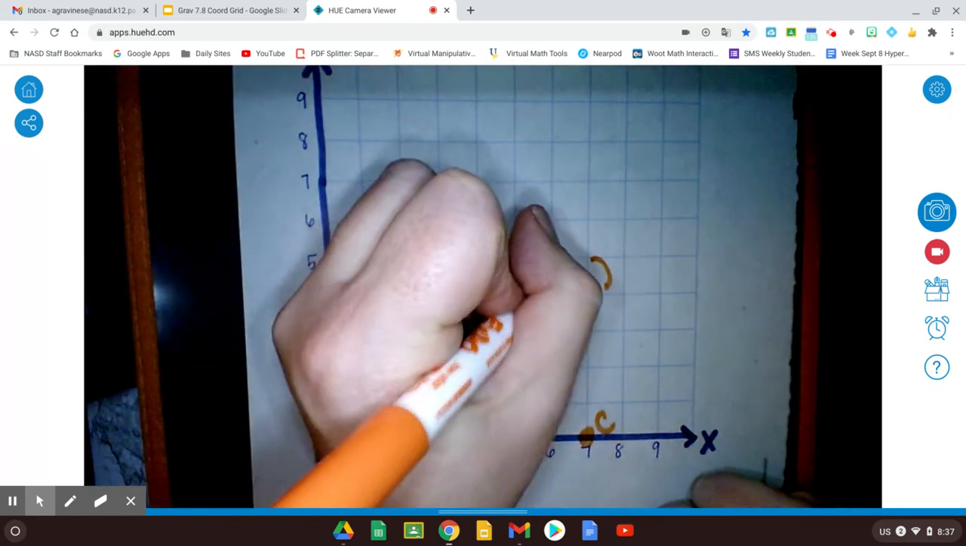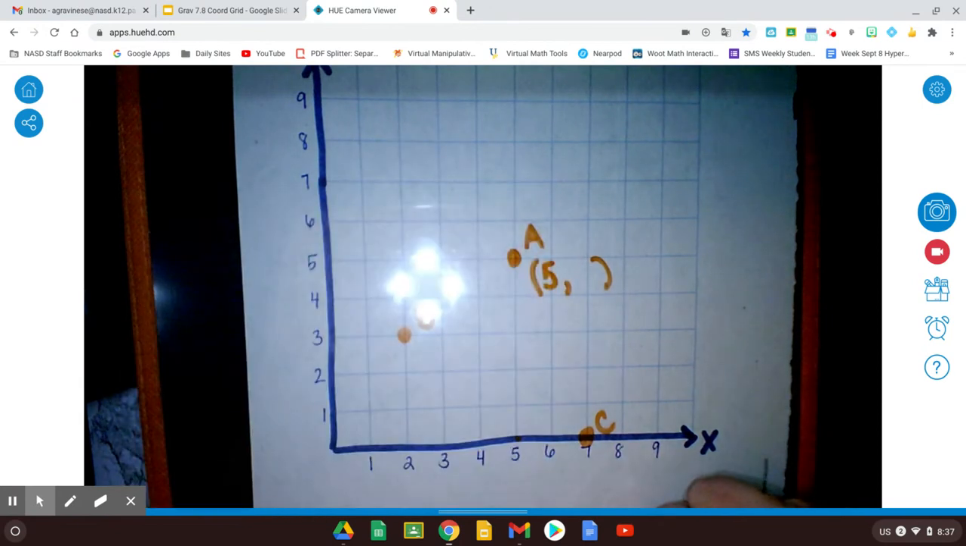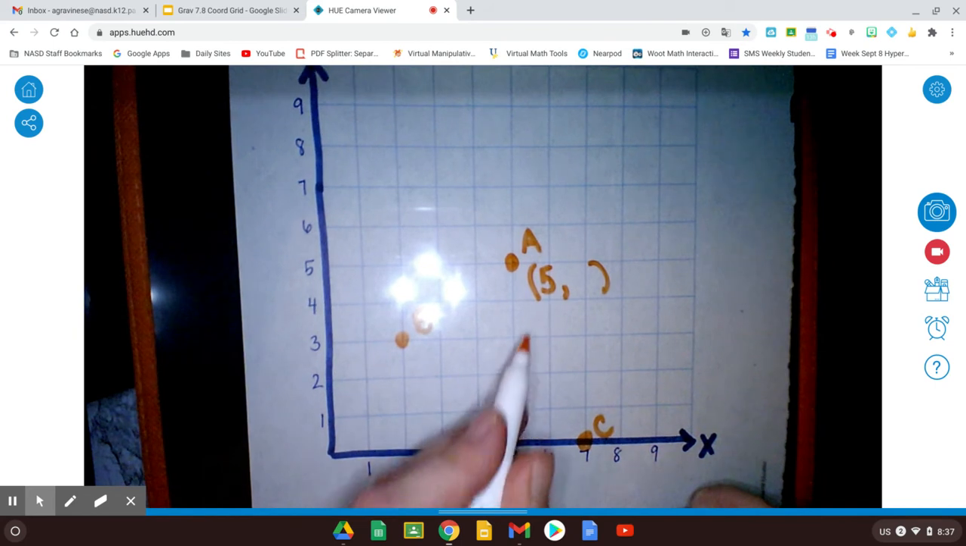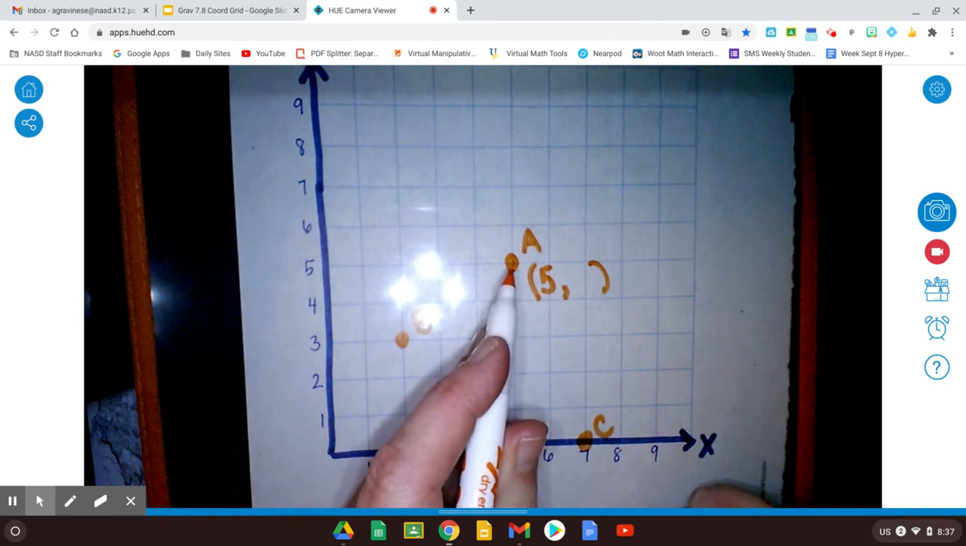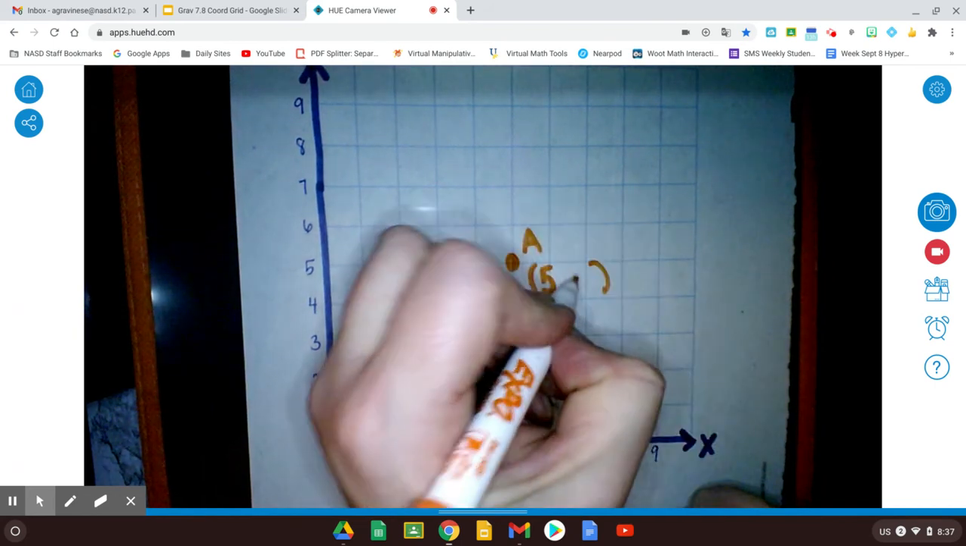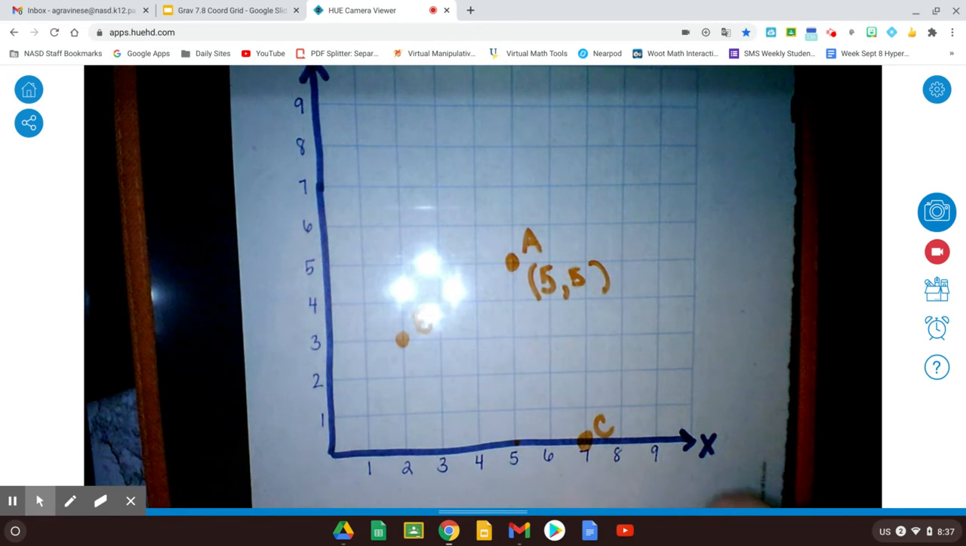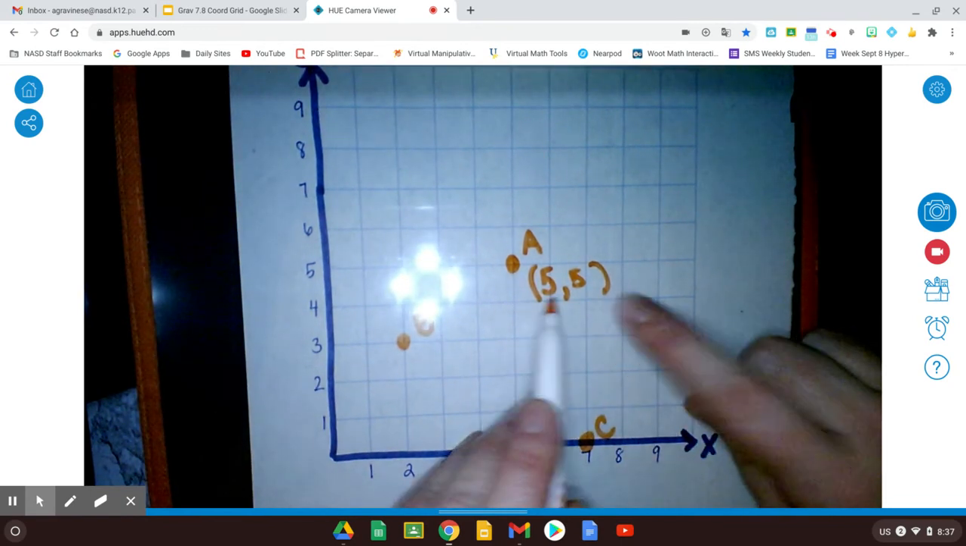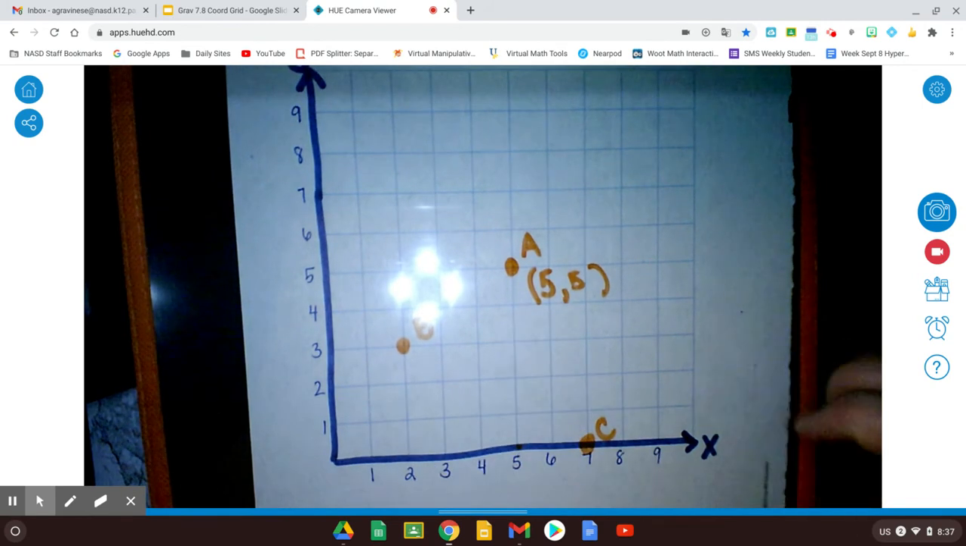So I'm going to put that into my ordered pair. It goes first because it's my over, my x coordinate. Now, how far up do I have to travel to get to A? 1, 2, 3, 4, 5 again. So my ordered pair for point A is 5, 5. You need to use the parentheses and the comma when you write an ordered pair.